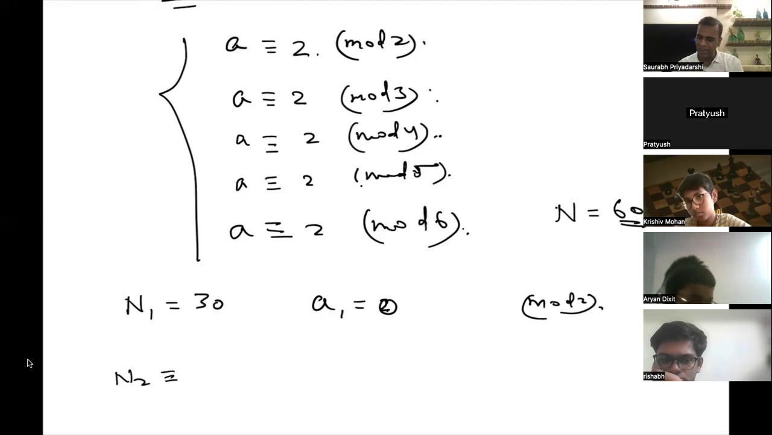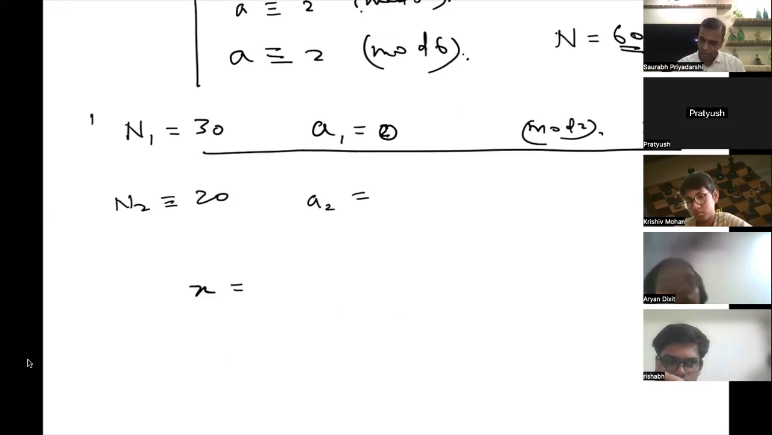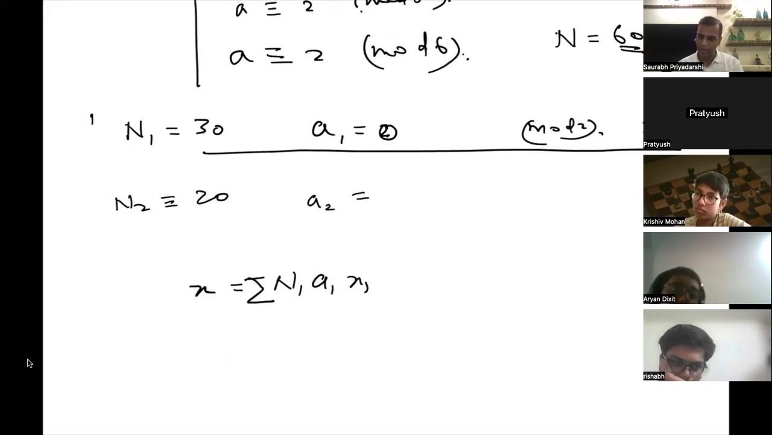What is n2 in this case? It's a1, x1, if I'm saying. So again, this 3, so this will be 20. It is a2 and a3, everything I have to find out. The same thing I have to do. Then the number x is equal to the summation of n1, a1, x1 for every number, and then we have to divide this by 60. So that we will get the answer.